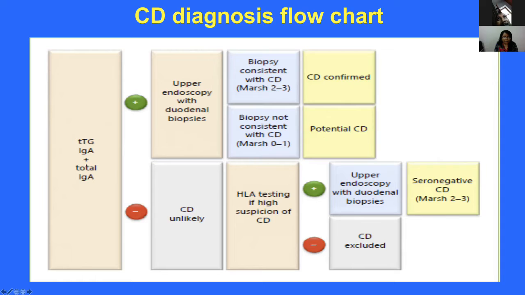If anti-TTG is negative and total IgA is normal, celiac disease is unlikely. But if we have strong clinical suspicion of this disease, then we get HLA testing done. If HLA is positive, we do upper GI endoscopy and duodenal biopsy. If the biopsies are positive, then we say this is seronegative celiac disease. And if HLA is also negative, then celiac disease can be excluded with almost 100% negative predictive value. Basically, we can rule out celiac disease in that patient.